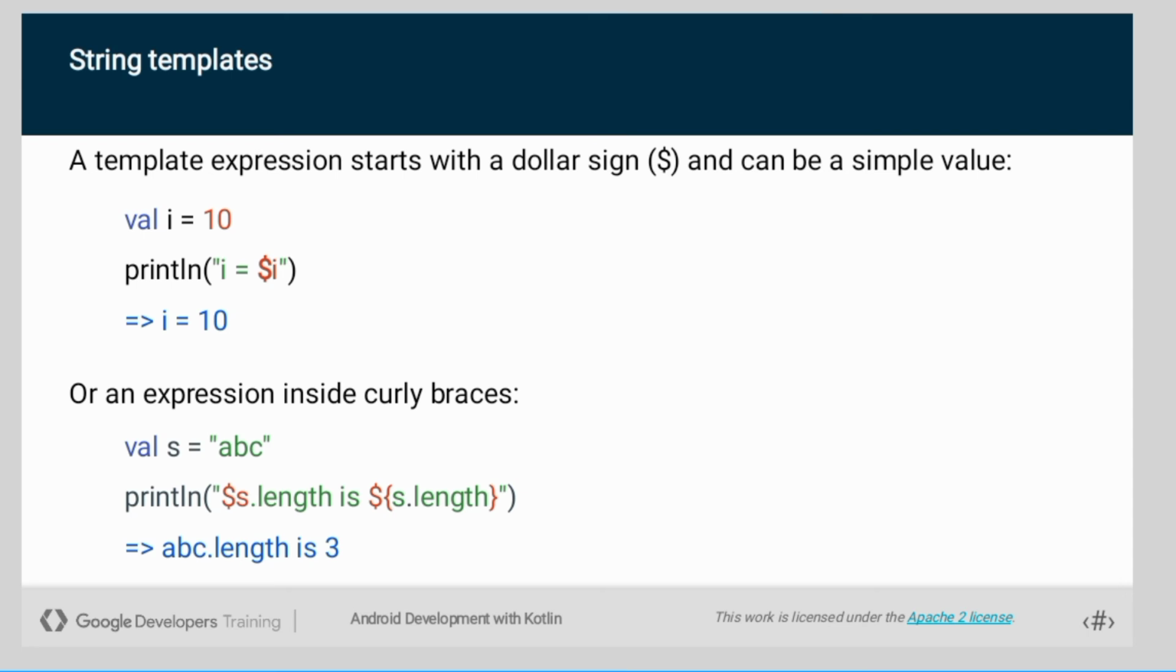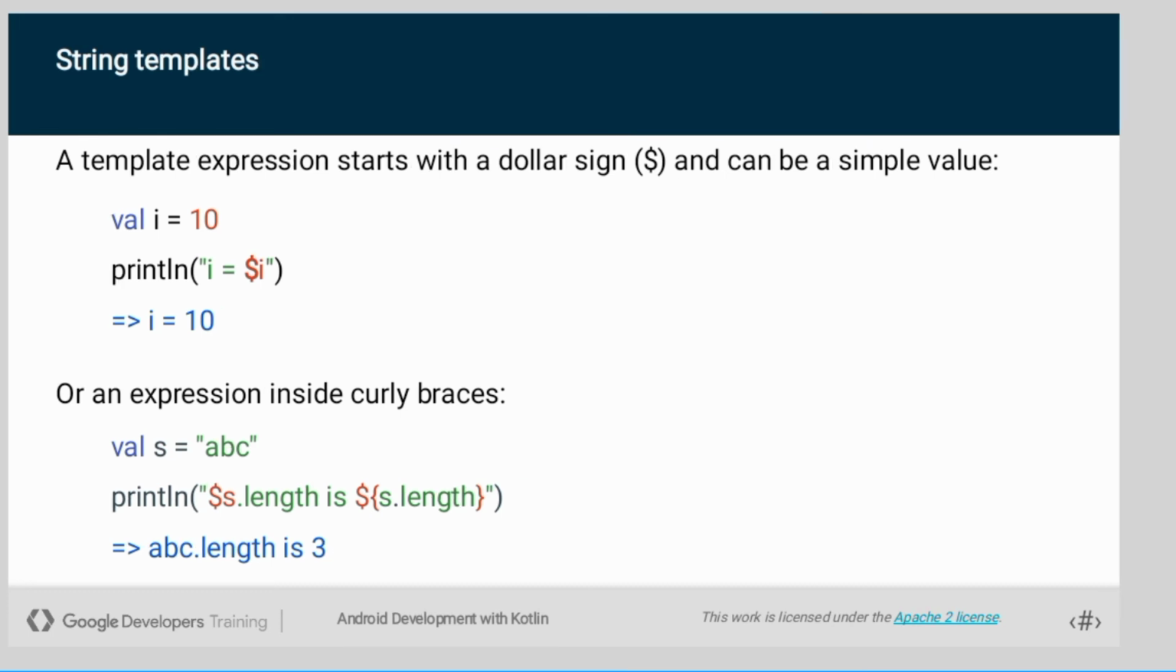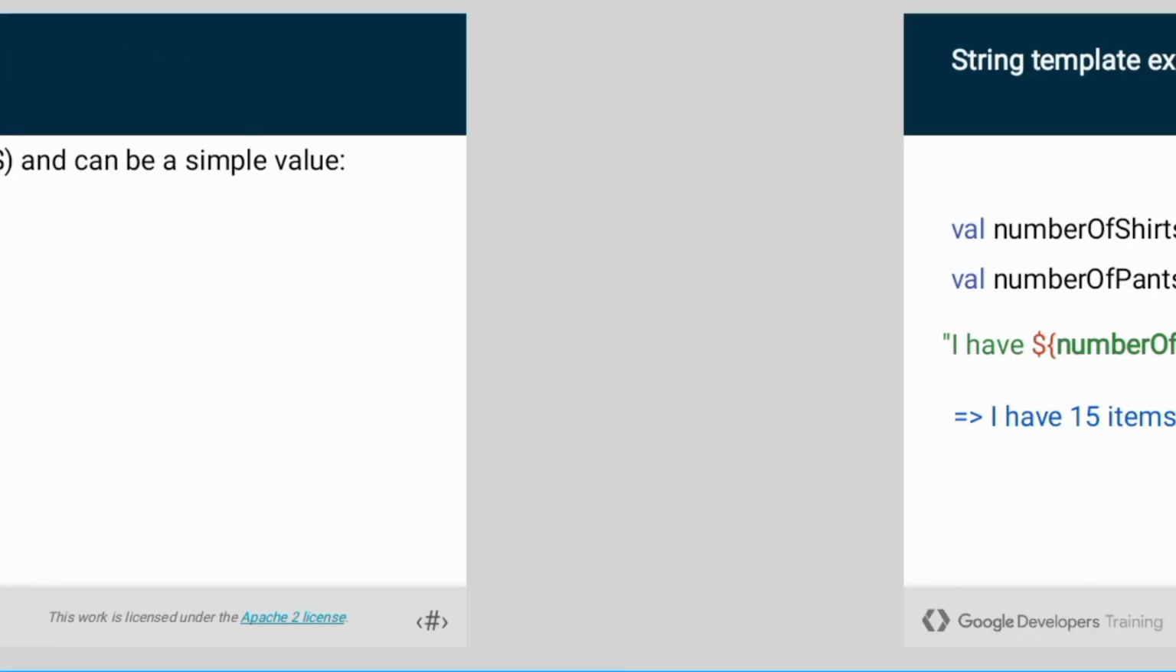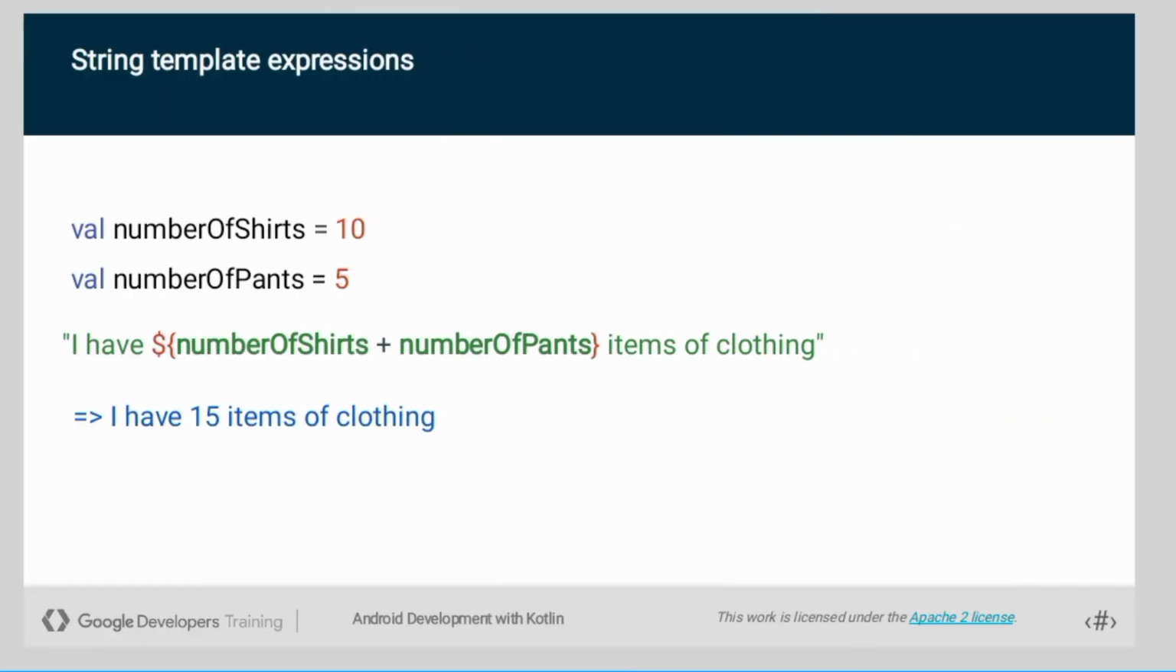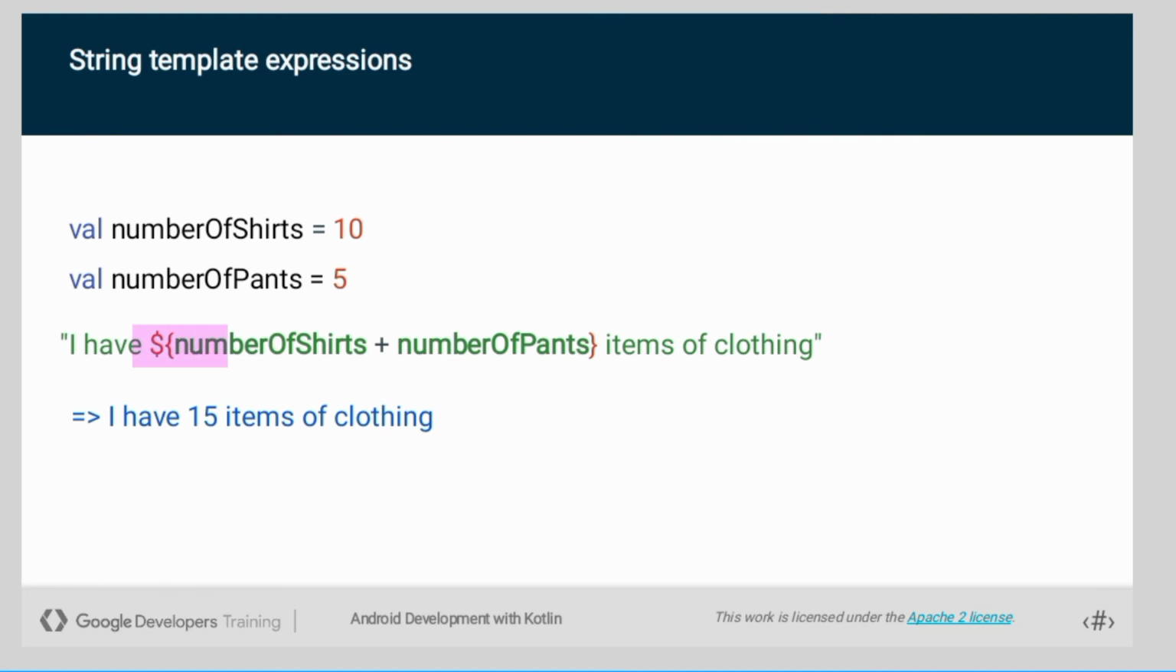For example, s.length will get the length of s, as the .length property is used to get the length of a string. And in this example, both variables will be added together, not as strings but as numbers, because they are placed in curly braces after a $ sign.